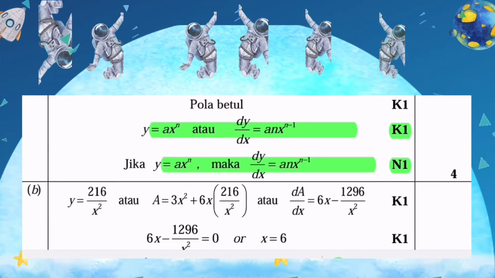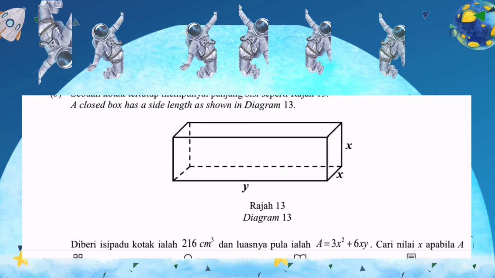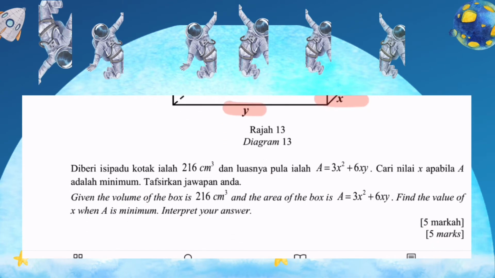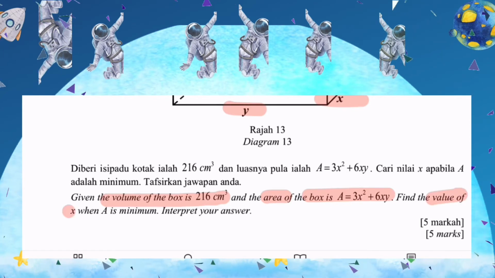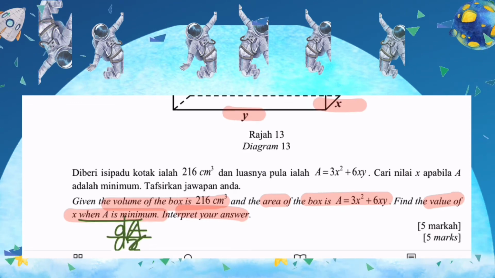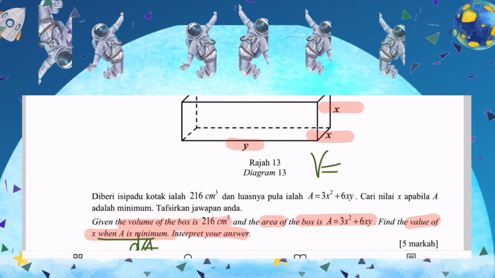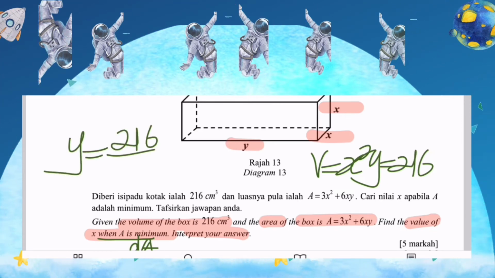For part B, we are given the closed box has a side length as shown, and the question mentions volume is 216 cubic centimeters. Area of the box is given by A equal to 3x squared plus 6xy, and find the value of x when area is minimum. When you see area is minimum, meaning that you have to find the derivative for A, or differentiate A. So firstly, we have volume, which is V equal to x squared y. Volume was given 216, that means y is 216 over x squared.